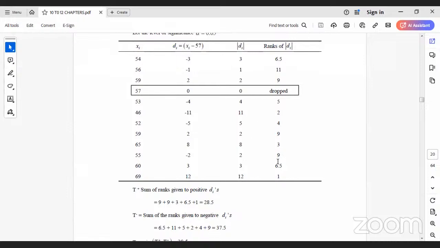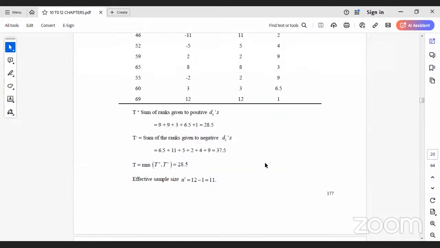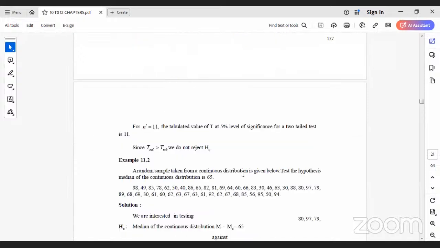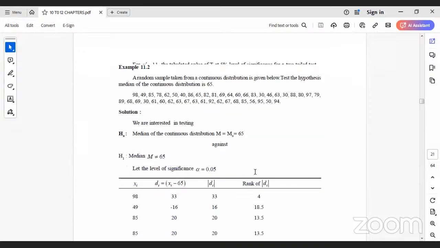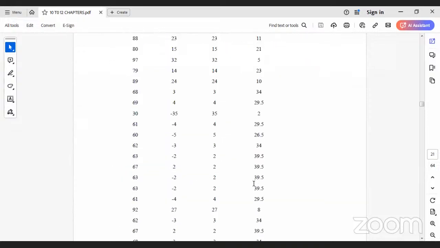This is 37.5 and 28.5. So n dash equals 12 minus 1, which is 11. Therefore, for n dash equal to 11, the tabulated value at the given significance level is 11. So T calculated value is greater than T tabulated value, we do not reject H naught. You will do this yourself, so I am not explaining further this problem.